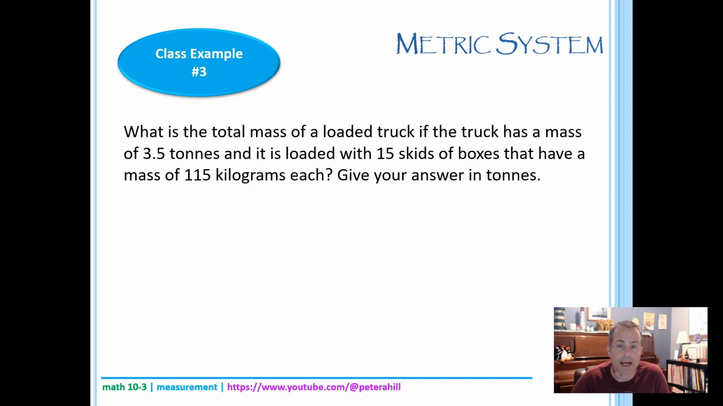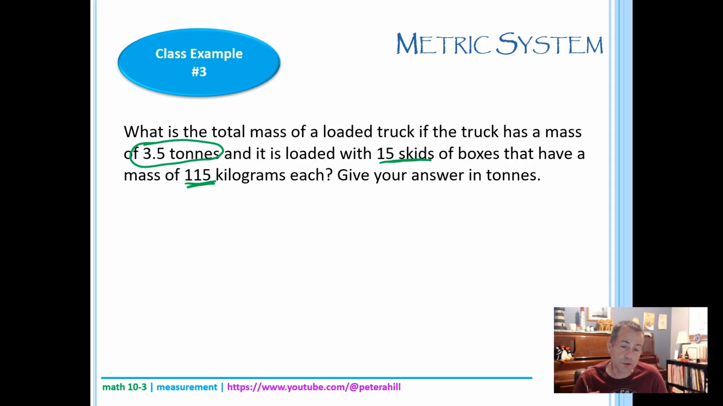What is the total mass of a loaded truck if the truck has a mass of 3.5 tons and it is loaded with 15 skids of boxes that have a mass of 115 kilograms each? Now, give your answer in tons. If I have to give my answer in tons, I already know I have 3.5 tons. But then I have 15 skids, and every skid is 115 kilograms. So the first thing I want to do is figure out how many kilograms all those skids are.